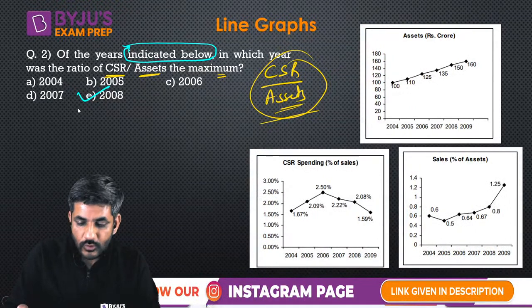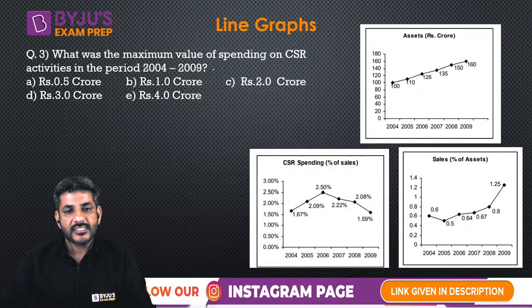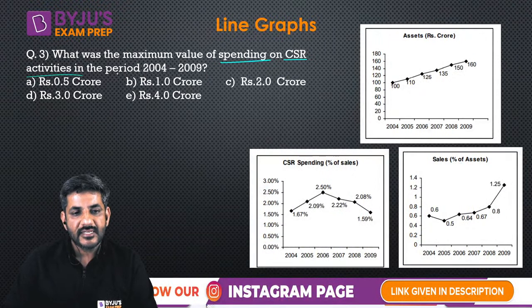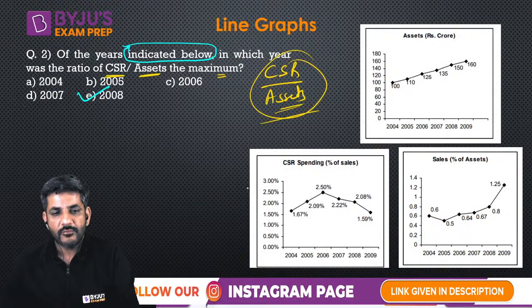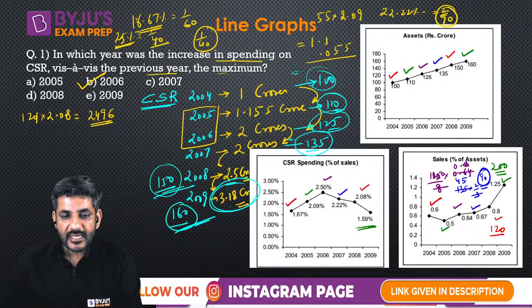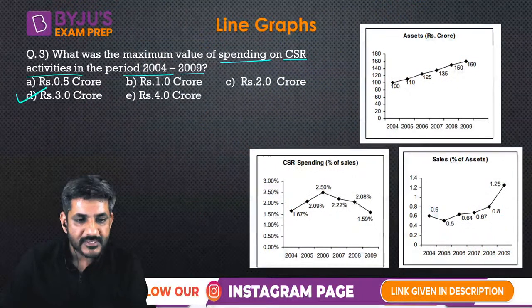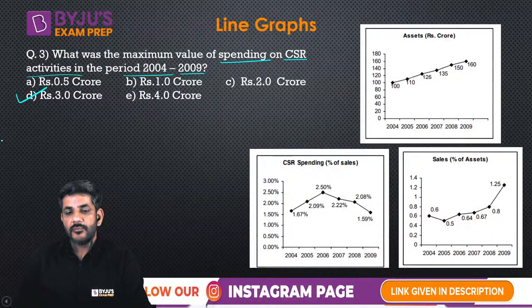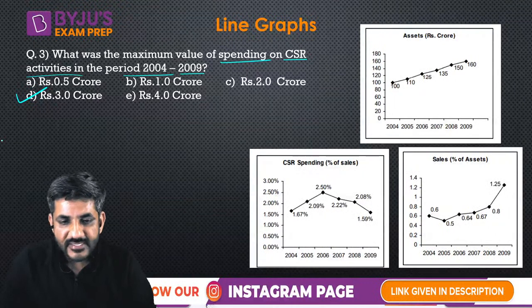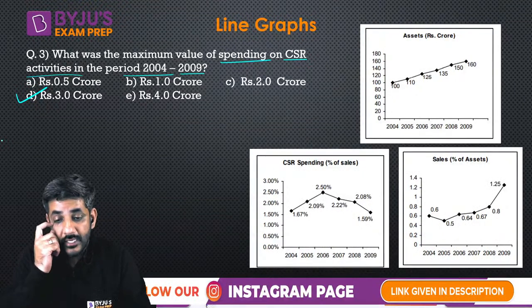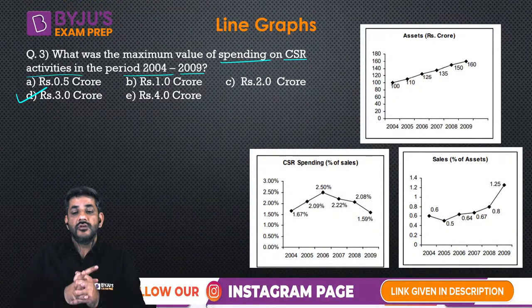Okay, let's move forward to question number 3 from here. What was the maximum value of spendings on CSR activities in the period 2004 to 2009? We just saw that maximum spendings are here. This is very close to rupees 3 CR. So therefore that would be my answer. These are the maximum spendings among all the years from 2004 to 2009.